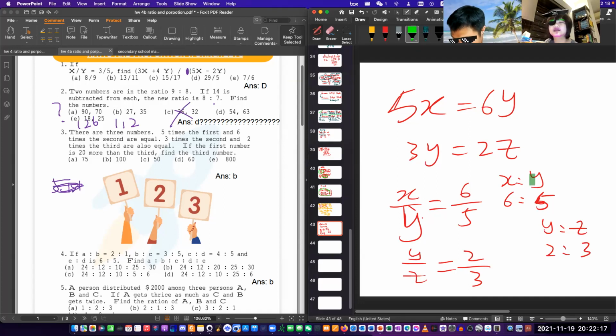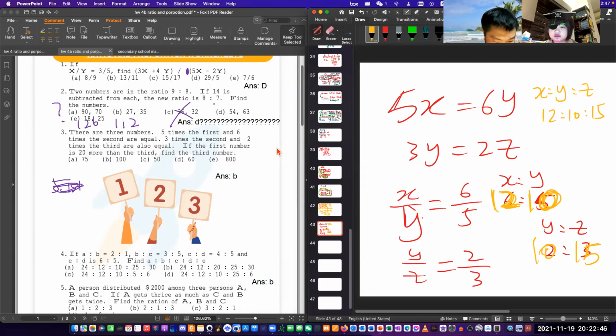You see that you don't have the same y. So you need to get the LCM. The LCM is actually 10. So if this is 10, then this is 12. And if this is 10, this is 15. Then you know that X to Y to Z is actually 12 to 10 to 15.